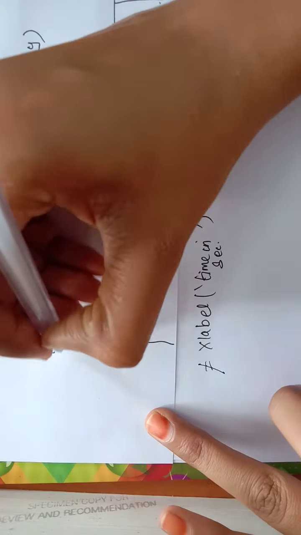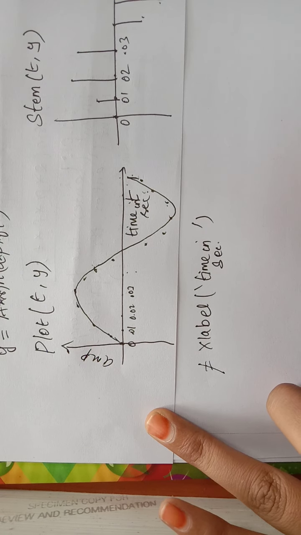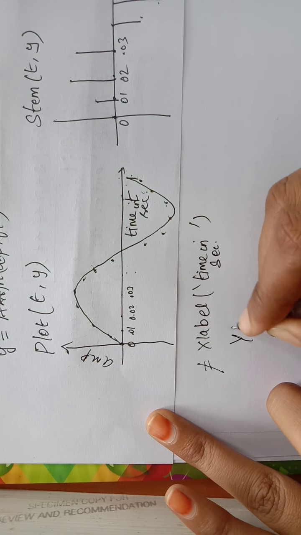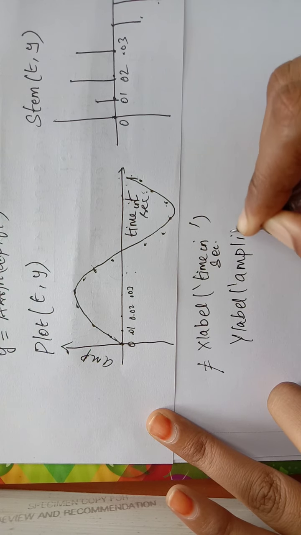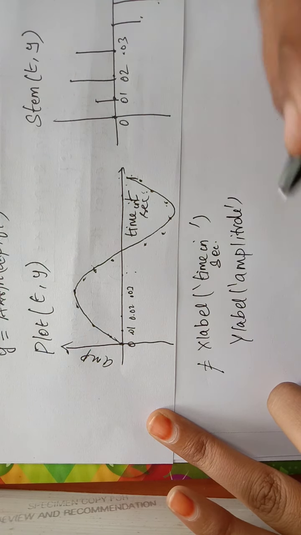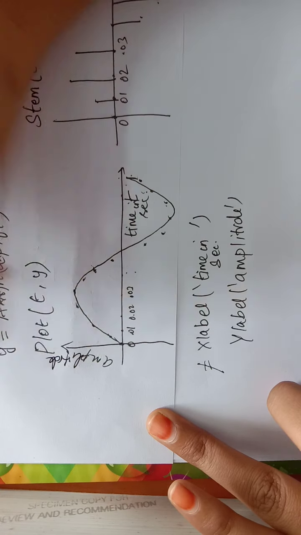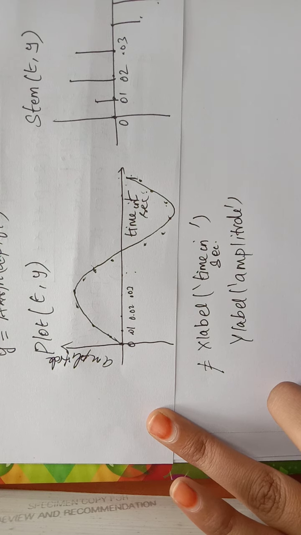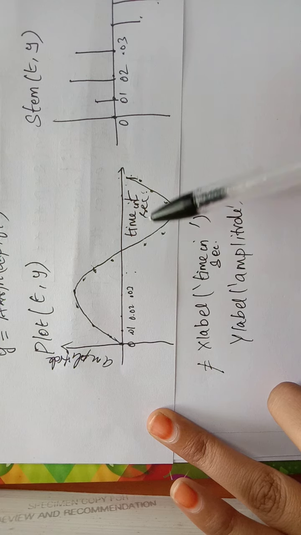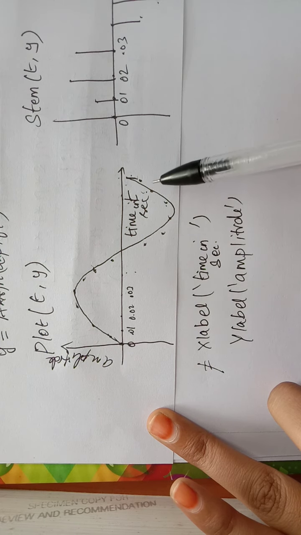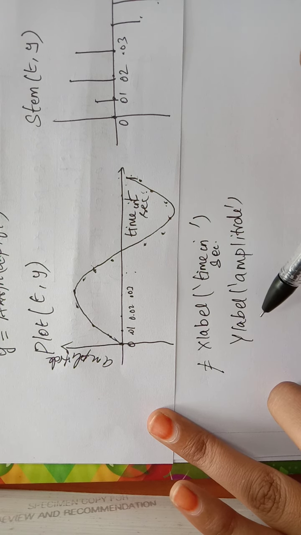Now in ylabel, this is the amplitude, right? So in this case I am going to give ylabel amplitude. So what I will get is a message labeled on the y-axis, and time labeled on the x-axis. That is the difference between xlabel and ylabel.